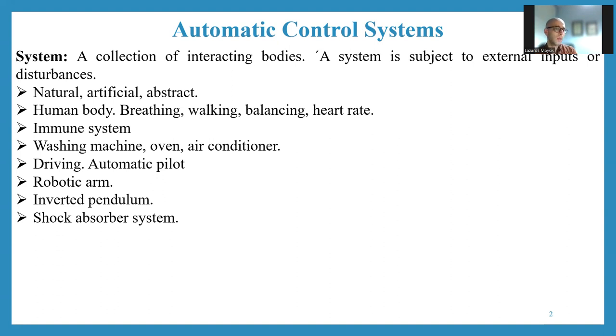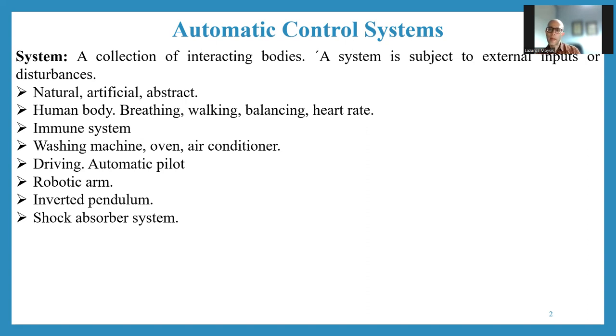Another part of our body is the immune system. Okay, so every time we get infected by a disease or a virus, our immune system automatically controls how this virus works inside our system and it tries to suppress the infection. Okay, so there are many other examples of biological systems. I'm going to discuss them later.